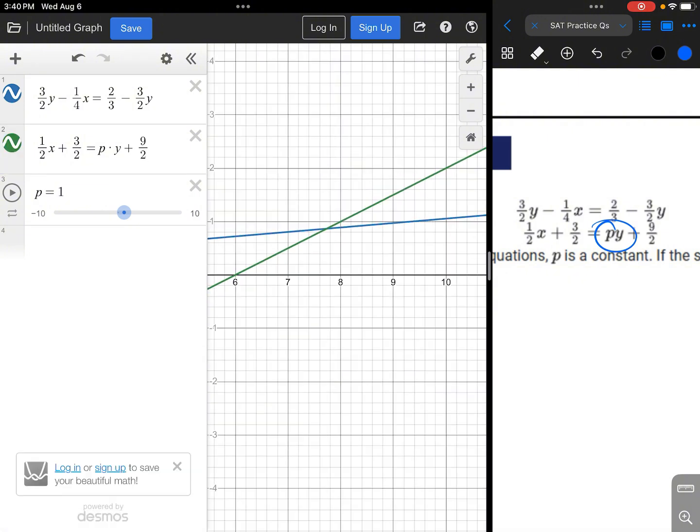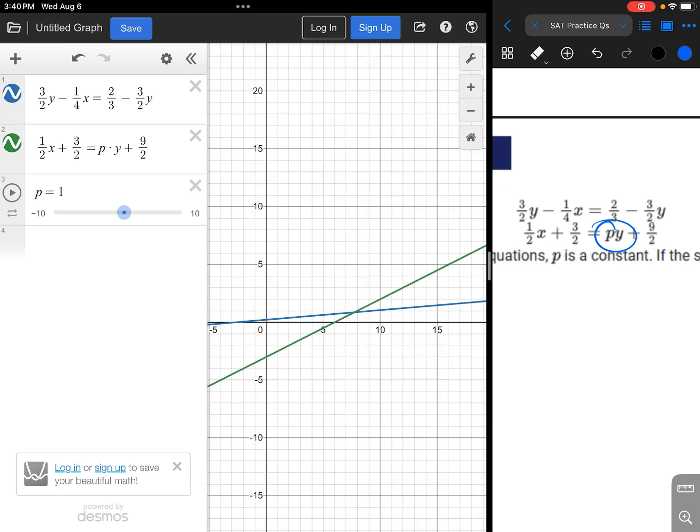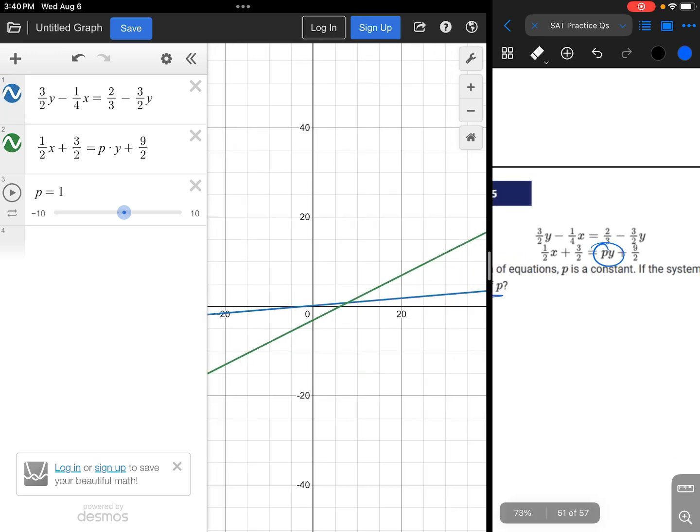And look, we have a point of intersection. So if this question was saying, what is the solution? That's the solution. 7.73 will be the x-coordinate, and 0.867 will be the y-coordinate. But we're not asking for that. We're asking, when is there no solution?